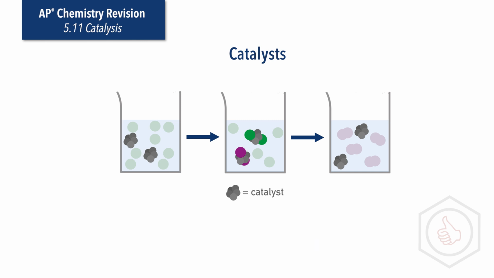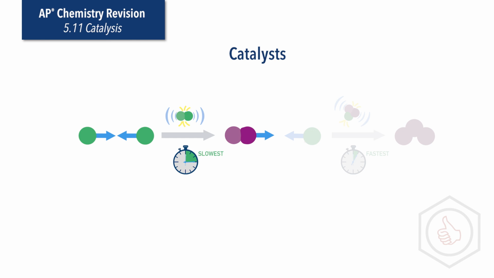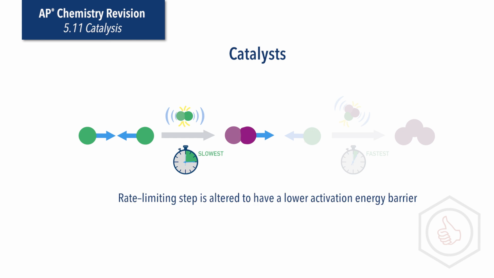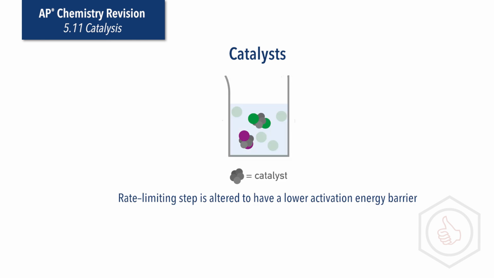The rate-limiting step is altered to have a lower activation energy pathway. Reactants bind to the catalyst or interact with it in such a way that causes this decrease in activation energy. The catalyst may help orientate the reactants in a particular way or stabilize a high-energy transition state.